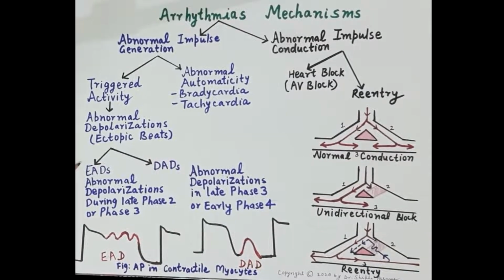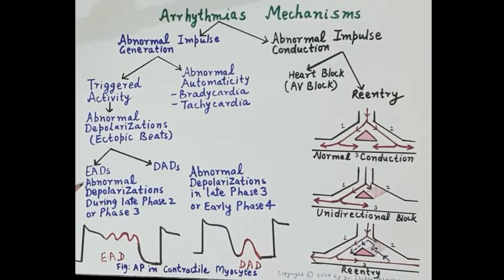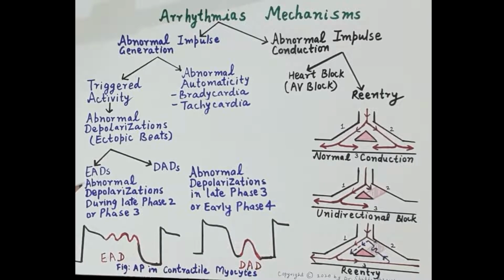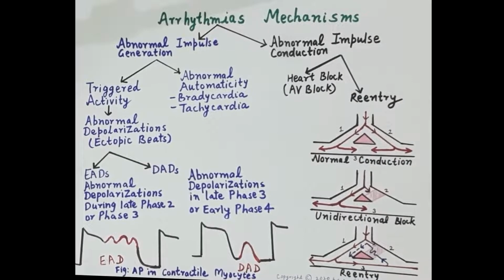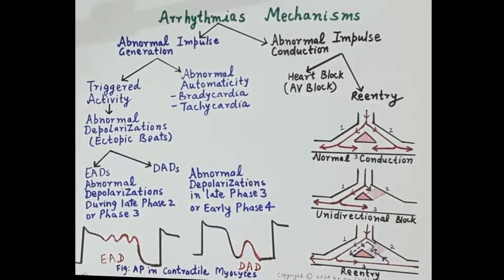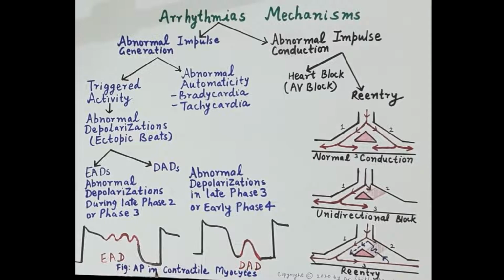Now this triggered activity produces two types of depolarization. One is the early after depolarization and the other is the delayed after depolarization. Now first let's talk about the early after depolarization. Now refer to this diagram. This diagram shows action potential in a contractile cardiac myocyte. We have already discussed action potential in a normal working contractile cardiac myocyte.